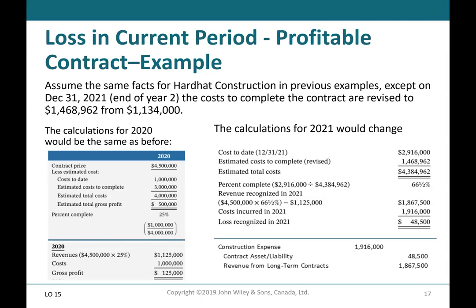So you would debit construction expense 1,916,000, credit contract asset/liability for 48,500, and credit revenue from long-term contracts 1,867,500.